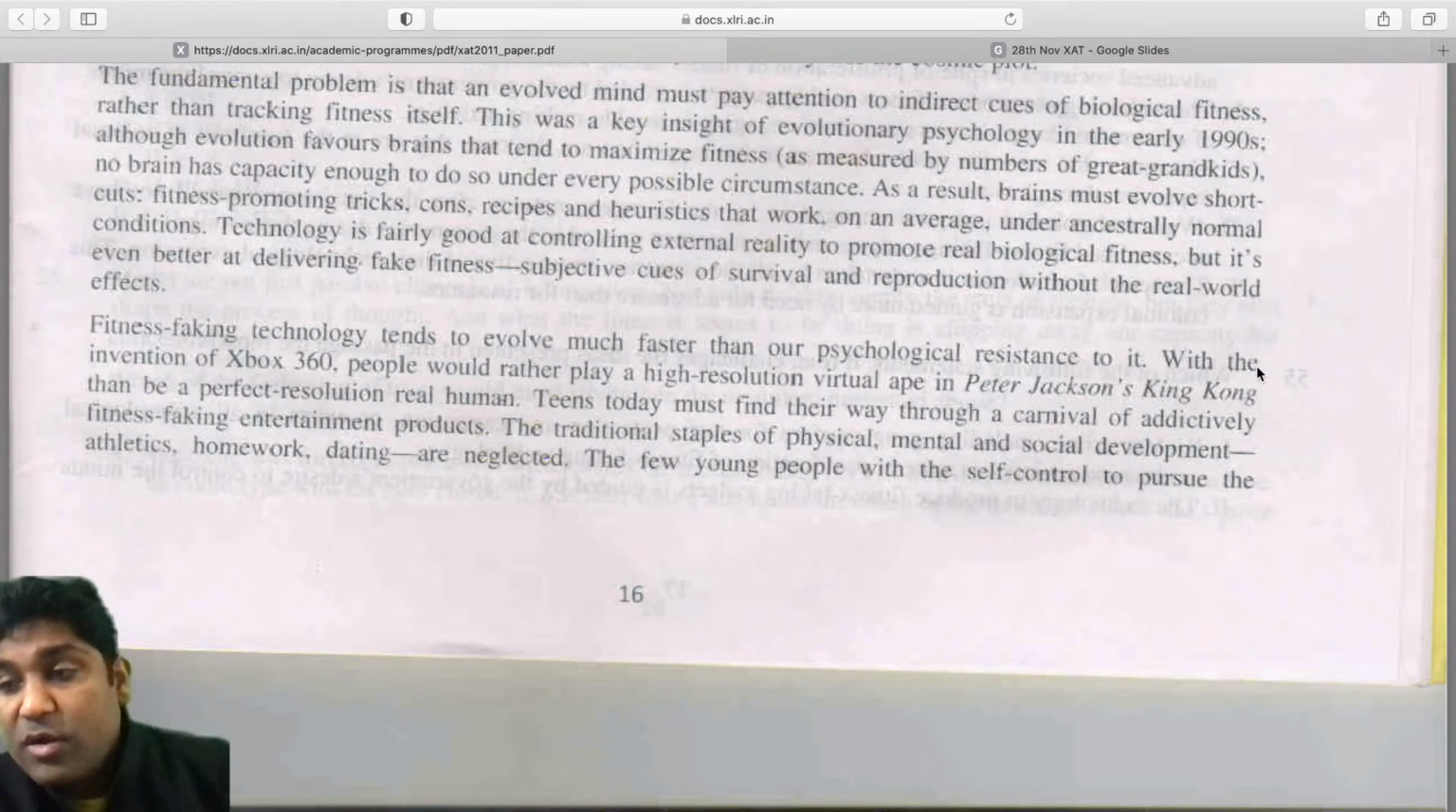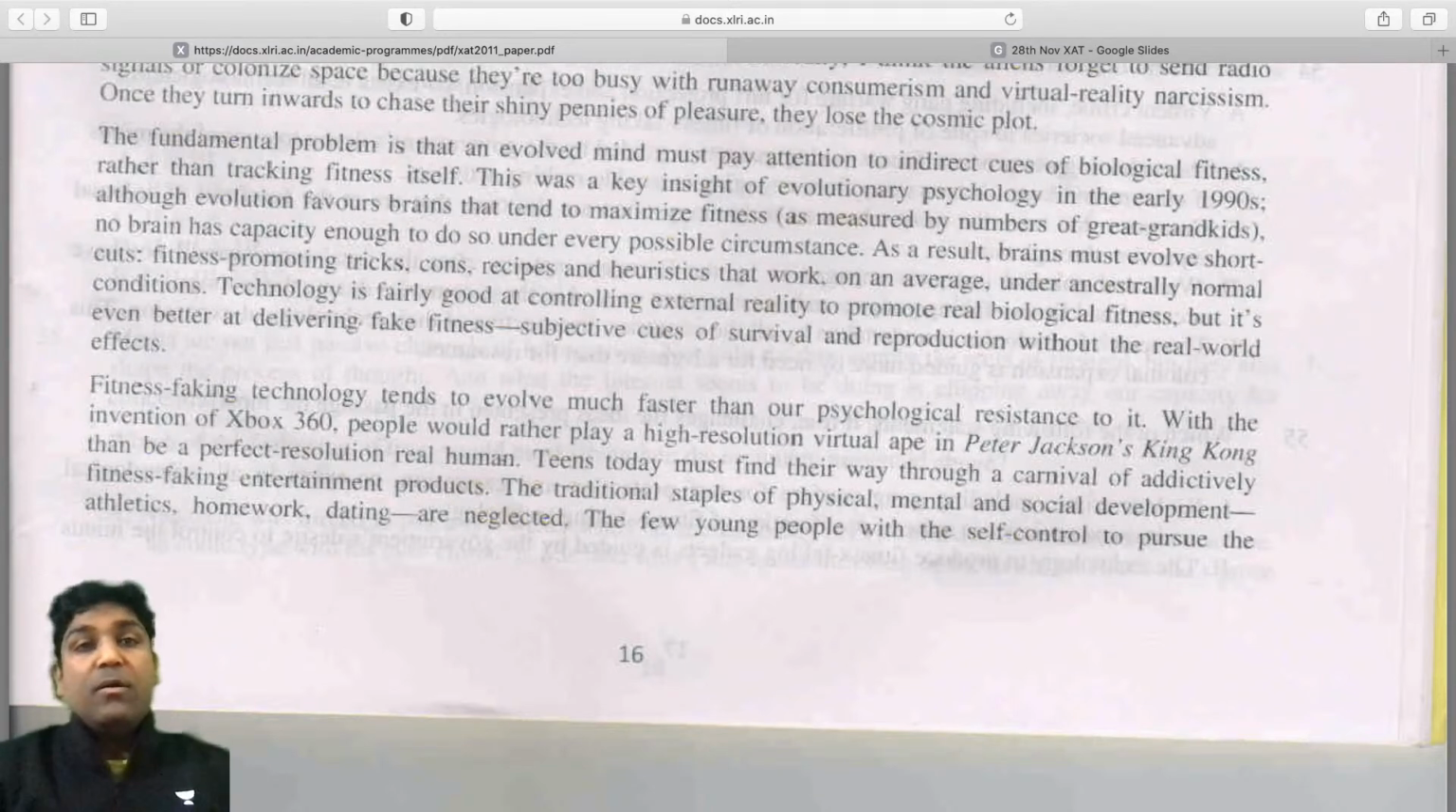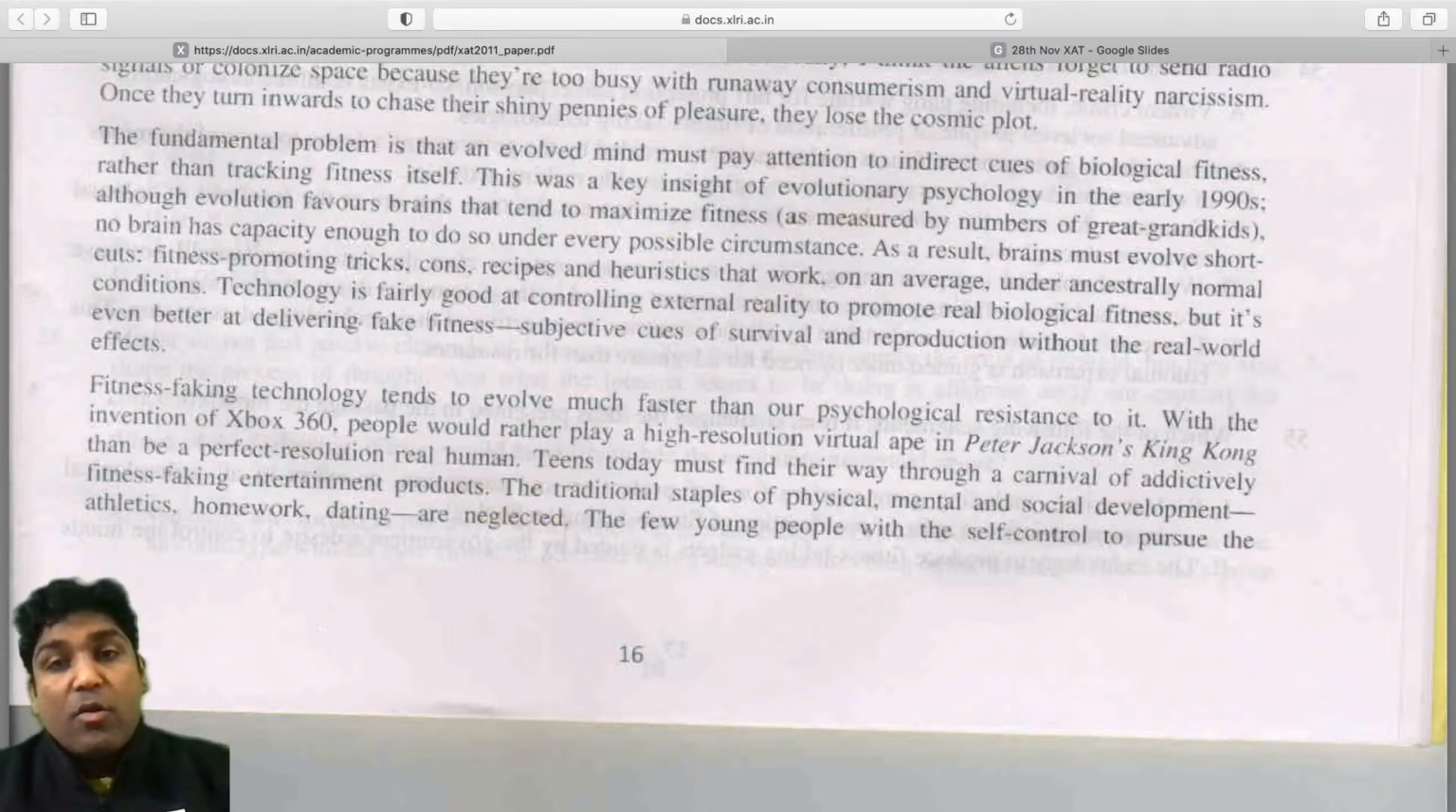So now it is talking about what? That technology is sort of giving us the ability to fake our fitness in a certain way.